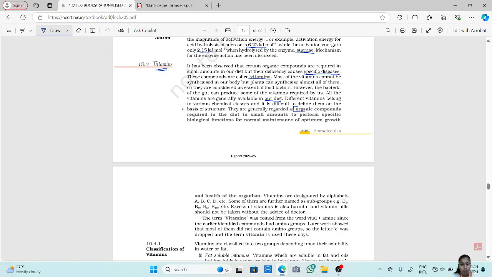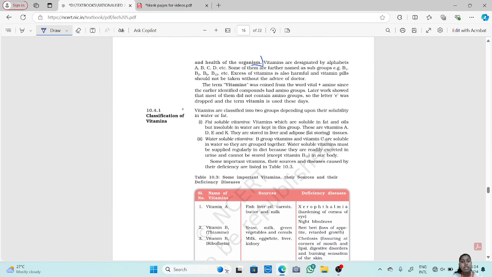So they are organic compounds required in our diet in small amounts. We have to mention them in small amounts. They are required to perform specific biological functions for normal maintenance of optimum growth and health of the organism.